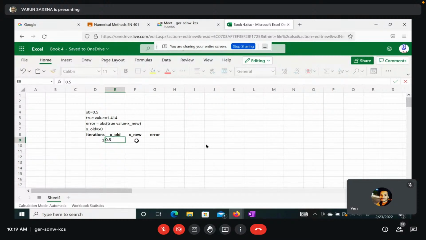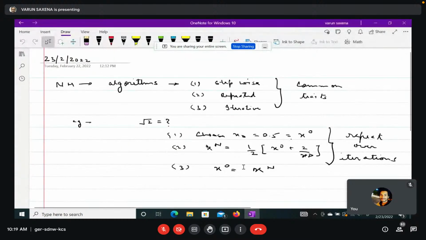So once we get that, then we need to evaluate x new. And what is x new? X new is given by this formula, which is half of (x0 plus 2 over x0), where x0 means x old, basically. Right? So let's apply this formula in Excel.